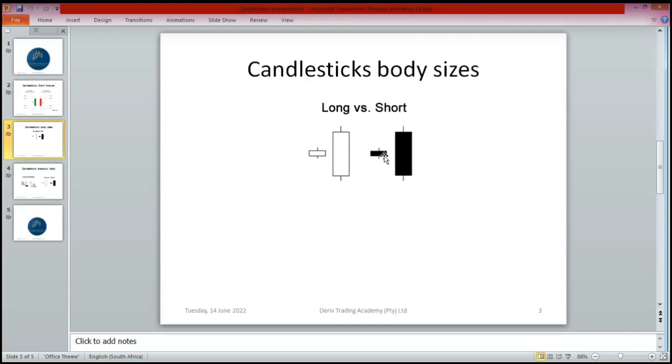a long body, this indicates that the buyers were stronger and they have taken control of the market during that period of time, just like this one. If there is a candlestick in which the closing price is above the opening price with a long body, there is a long body there. This indicates that the buyers were stronger and they have taken control of the market during that period of time.